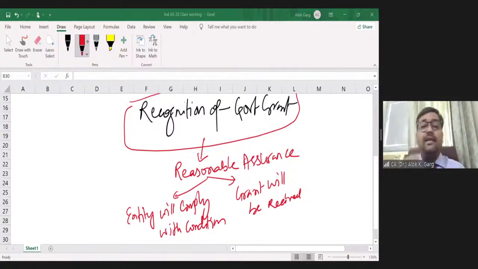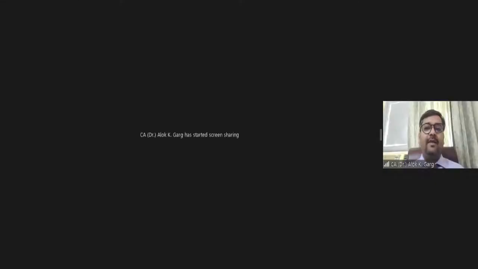Now the question arises. My question was, if the government has given money and the company has received the money in its bank account, will the company recognize the government grant into the P&L? The answer is no, guys. Why? Because two conditions are there. First condition, there is a reasonable assurance that the grant will be received.